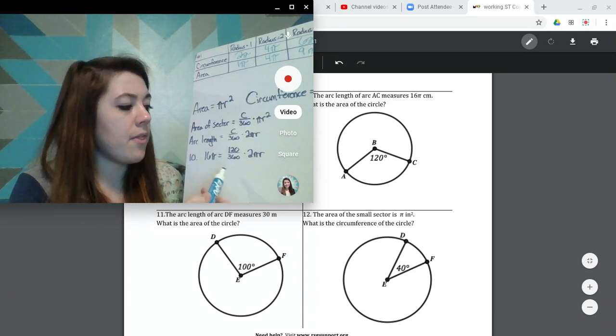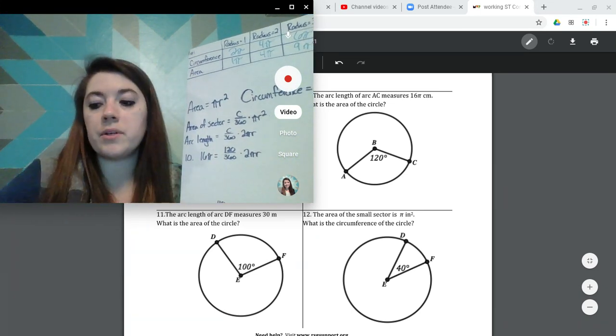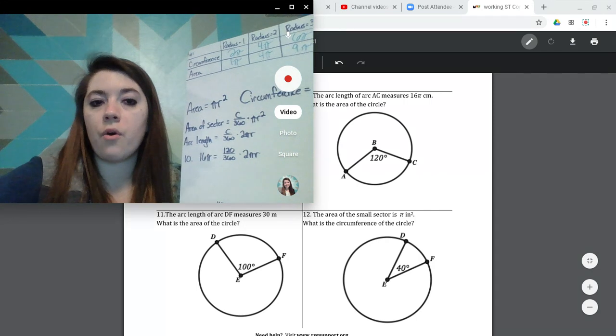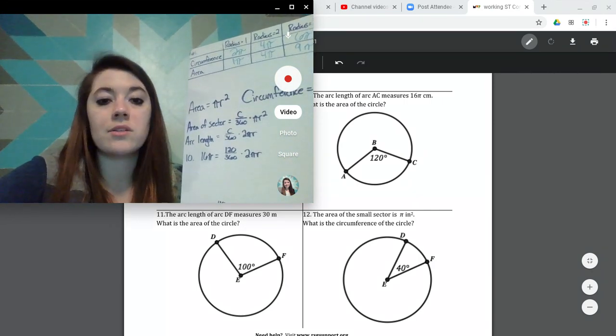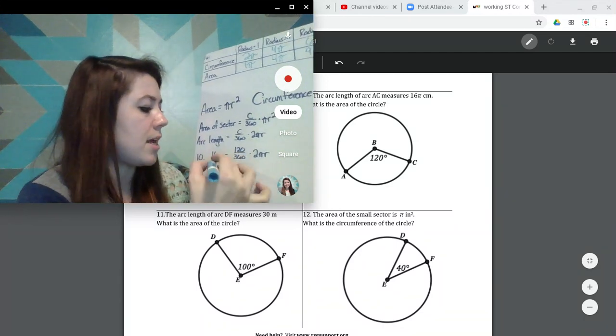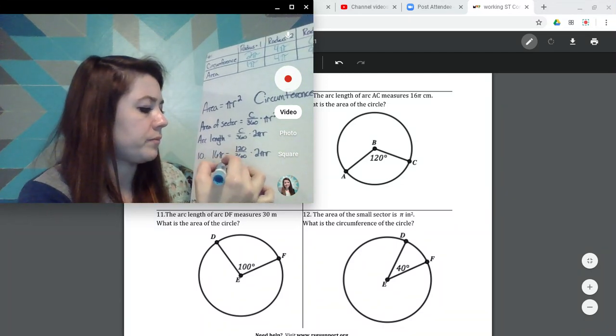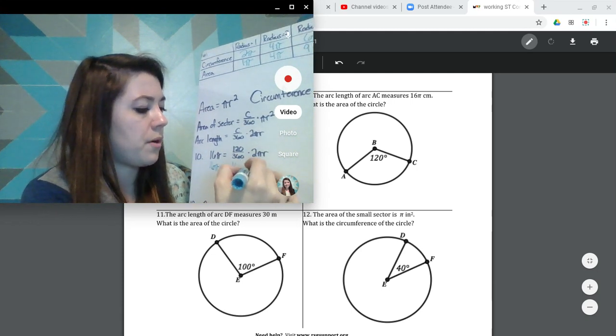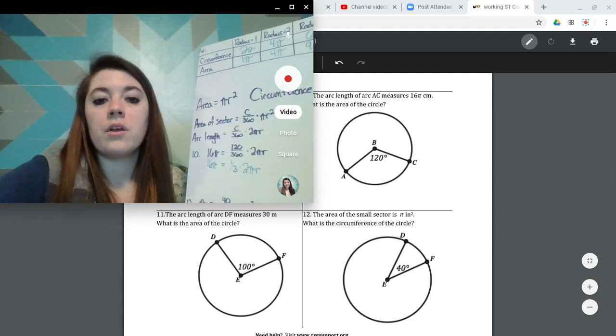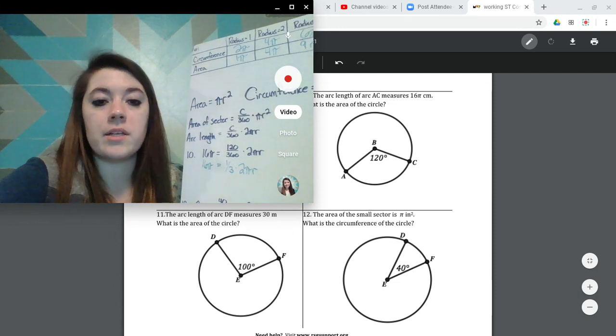The first thing I'm going to do is reduce the 120 over 360 so it's a little less confusing to look at. 120 over 360 is the same thing as 1/3 times 2 pi r. That makes it a little less crazy to look at.